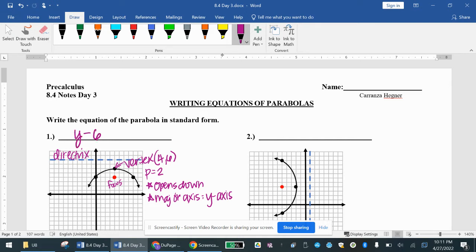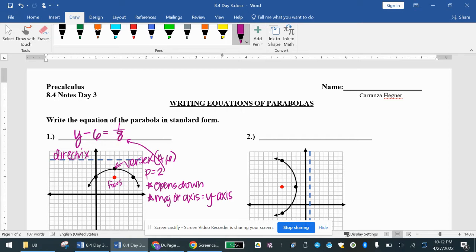So I'm going to use the y value of the vertex, just take the opposite of it. I'm going to set it equal to, this is where you usually have 1 over 4p. So think about it, it's 1 over 4p. Well, we said p is 2. So 4 times p, or 4 times 2, would be 8.